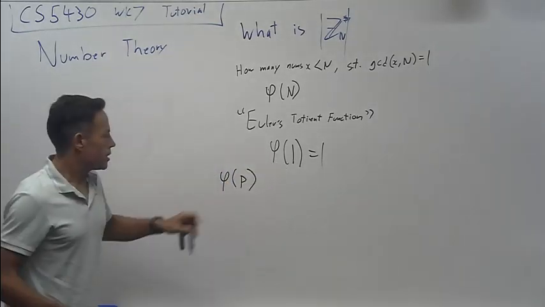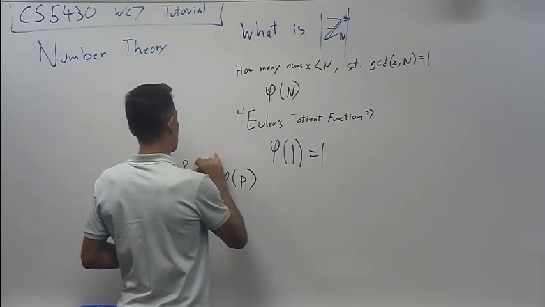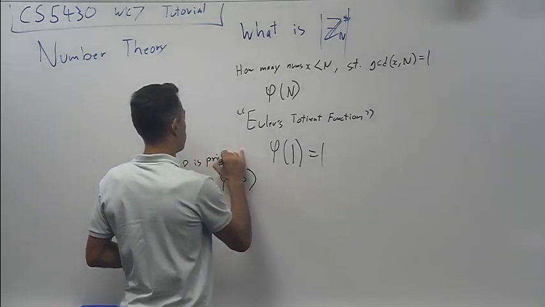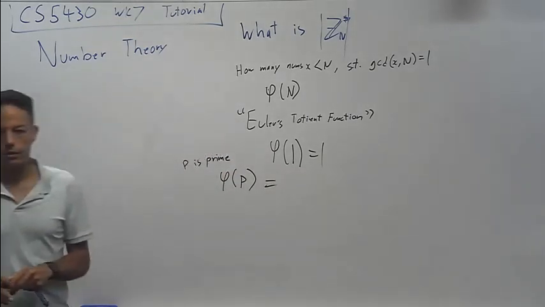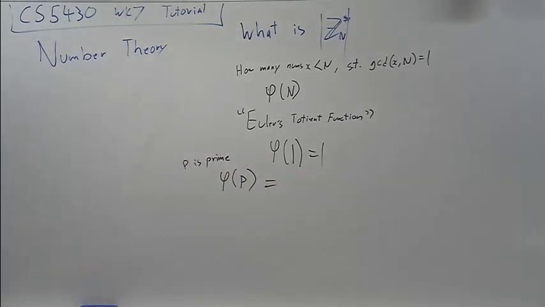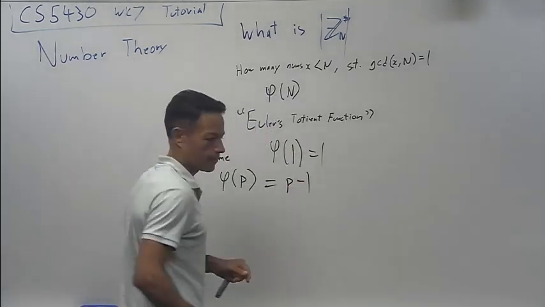So let's see, p is a prime. Always a prime in this class. How many numbers are there less than p co-prime with p? p minus 1. All right.